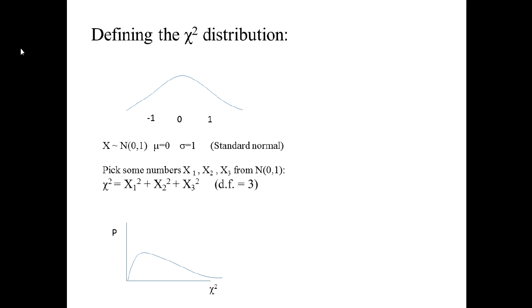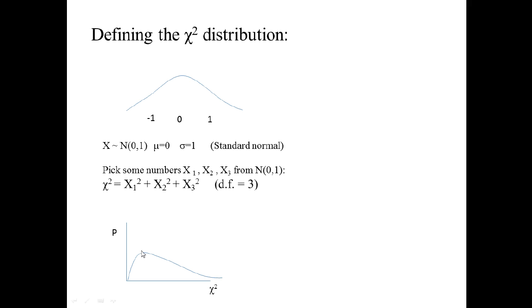So instead of picking one number from the standard normal distribution, let's try picking 3 numbers from the standard normal distribution. Let's call them x1, x2, and x3. So we do the same process. The computer outputs those 3 numbers, x1, x2, x3. We square each one of them and then sum up the squares to find our chi-squared value. So what's the distribution that you get out of that?